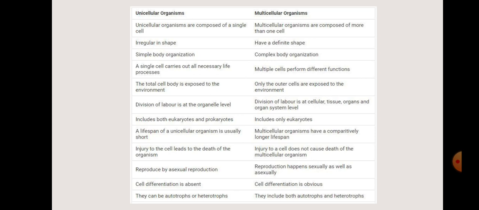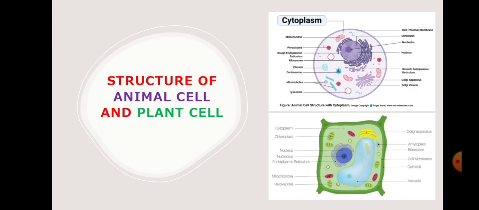So unicellular organisms have a very short lifespan, children, because a single cell performs all the metabolic activities, whereas multicellular organisms have a long lifespan because there is division of labor, whereas in unicellular there is no division of labor. So here are some of the differences which we have discussed earlier. Clear? Yes. So coming to the structure of animal cell and plant cell.